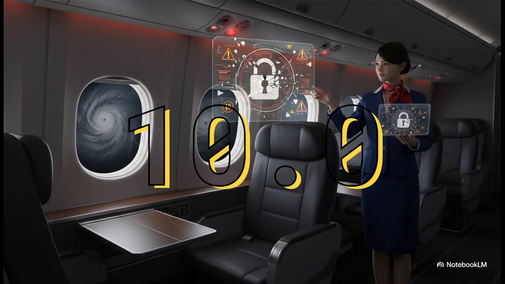Our story starts with this number, 10.0. In the world of cybersecurity, that's the maximum possible severity score. It's a perfect 10. You can think of it as the digital equivalent of a Category 5 hurricane warning. It means a flaw is not only critical, but it's easy to exploit and has a massive potential for damage.